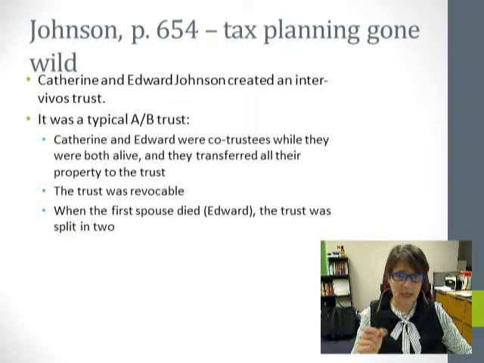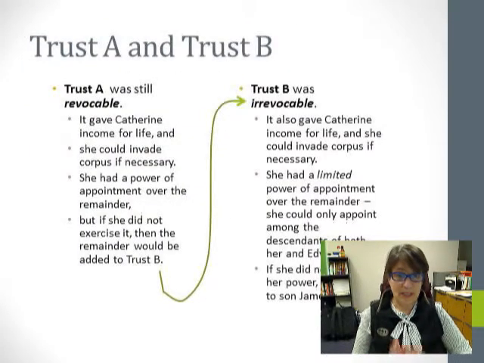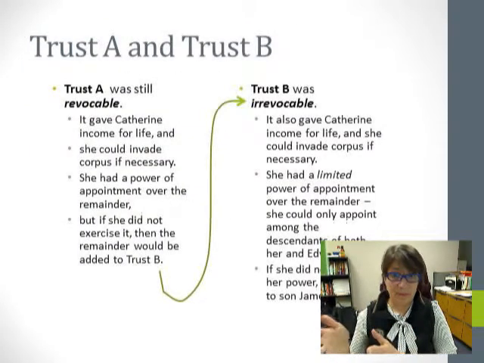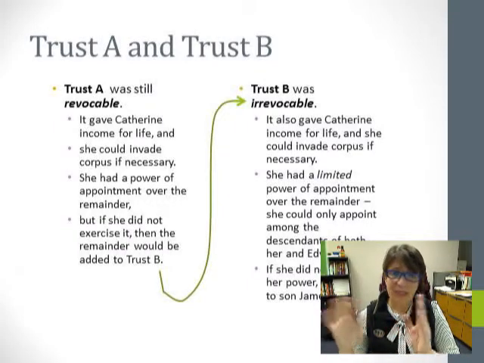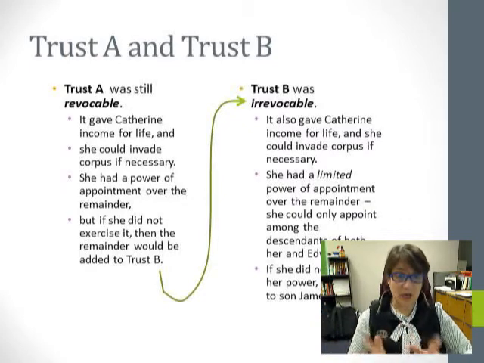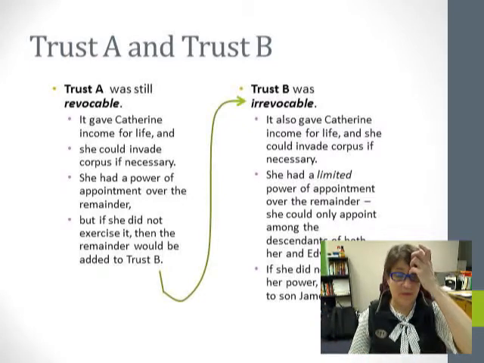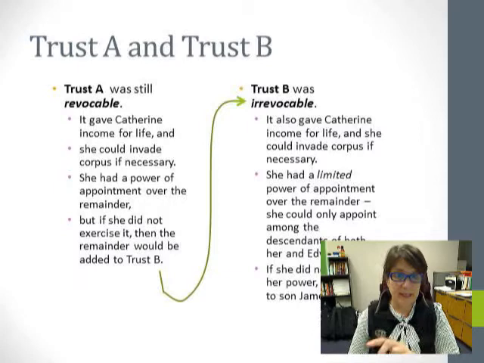When the first one dies, Edward, the trust gets split in 2 parts. Trust A is still revocable. It gives Catherine all of the income, just like she was getting before. She can invade corpus. She has a power of appointment over the remainder. This is completely her money. If she does not exercise that power of appointment, however, this trust is transferred to Trust B after she dies.